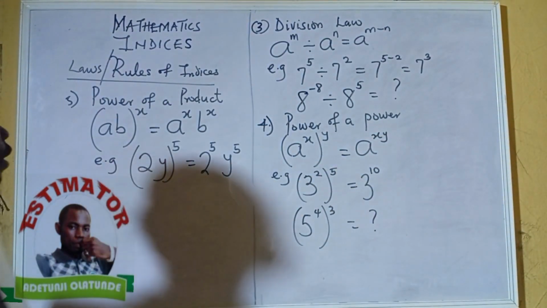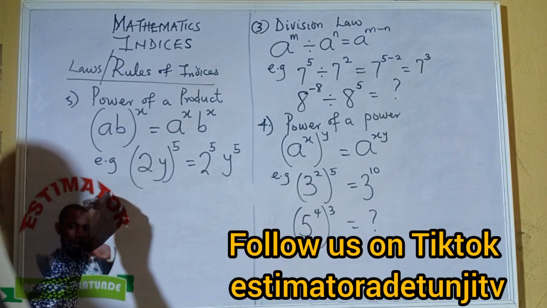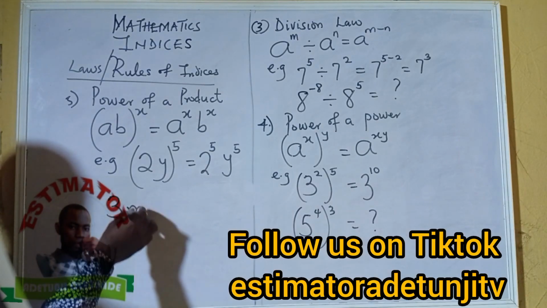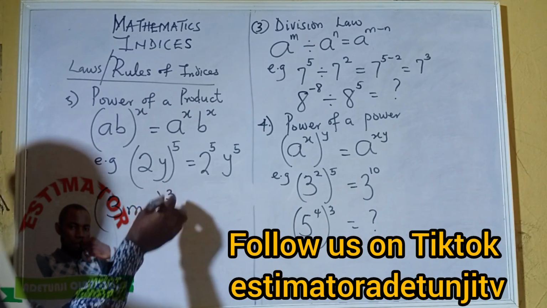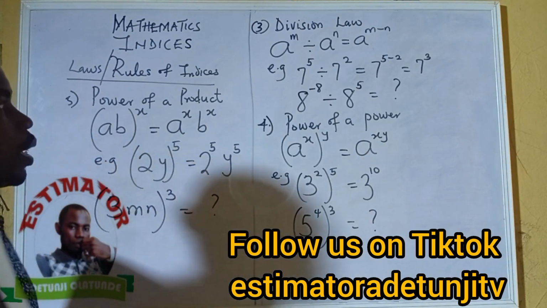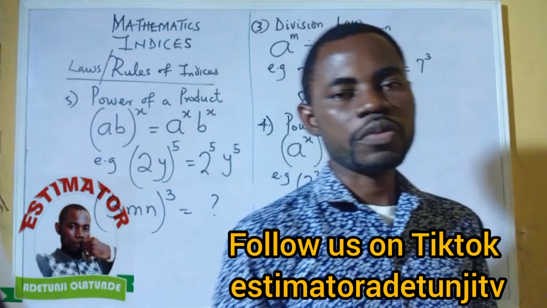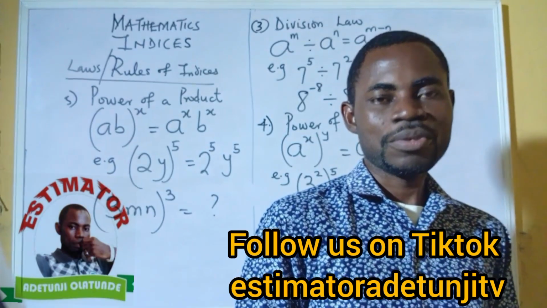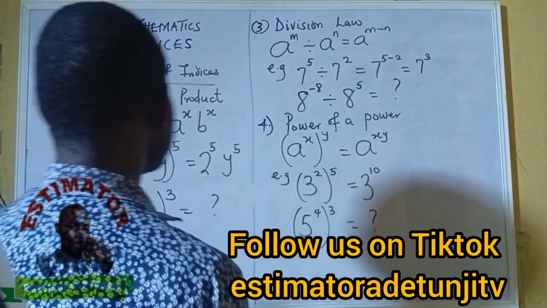So for this number 5 power of a product, I'm bringing out a question that you are going to give me the answer. I'm giving you 3 mn all to the power of 3. I want your answer in the comment box. So I have given out 5 rules. I have given out 5 laws of indices. I want to go to number 6. Let me rub my board.